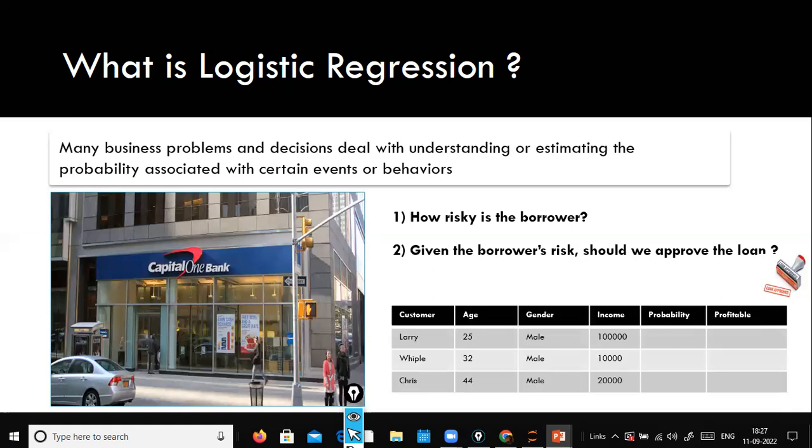Now let us take a look at this data set. For example, these four.